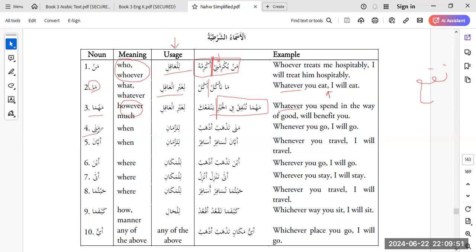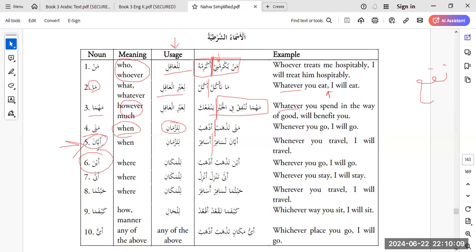Again, the mata istifham means when. Here it can mean when, or it can also mean whenever. So this is used for time, lizaman. Mata tazhab azhab: whenever you go, I'll go. Ayyana, it's a new word for you. Remember it. It will also mean whenever. Ayyana tusafir, usafir: whenever you travel, I will travel.